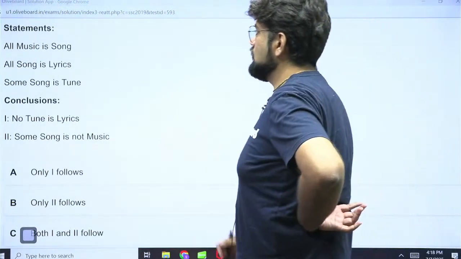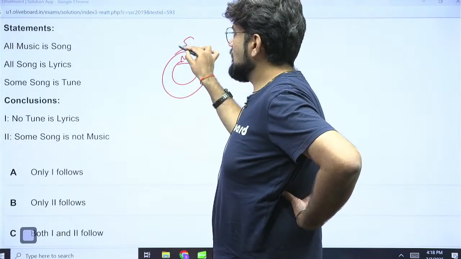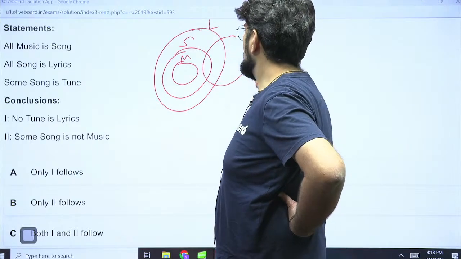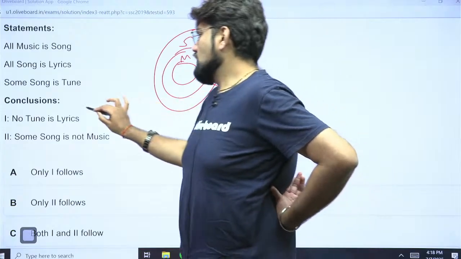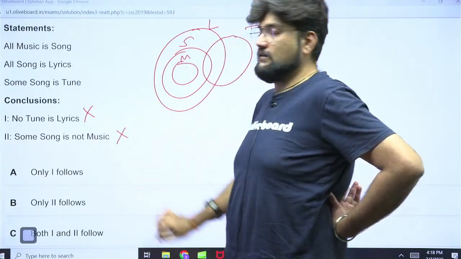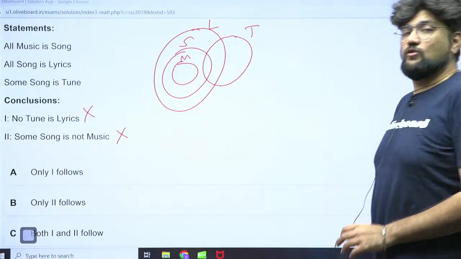Okay. All music is song. All song is lyrics. Some song is tune. No tune is lyrics, absolutely not. Some song is not music. You will not say that to be correct 100%. Okay. This is not a definite conclusion which you will draw.